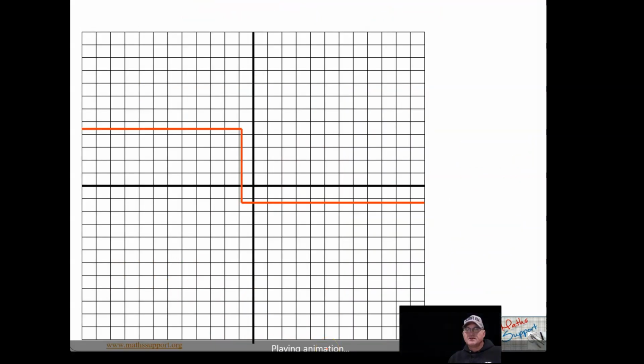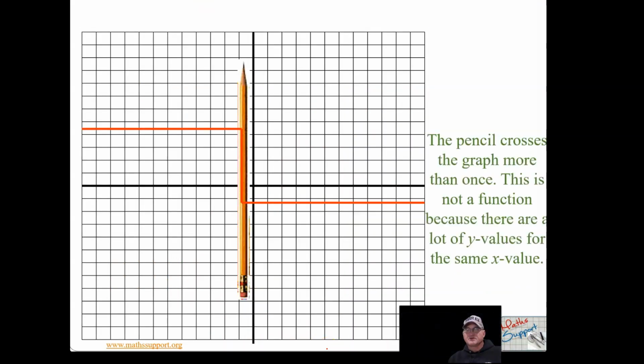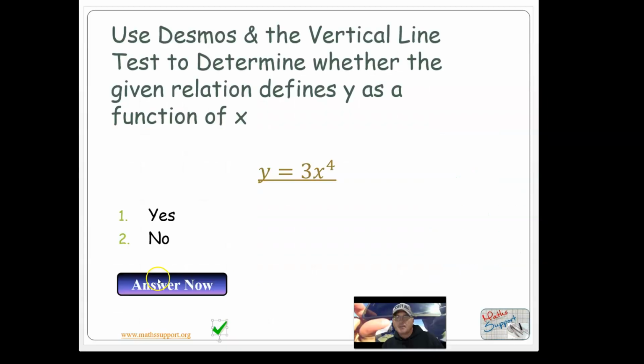Now, if we did this one and asked ourselves, is it a function? No way, because right here at -1, it has an infinite number of y values, because that's a solid line. So definitely not a function. This is a relation.